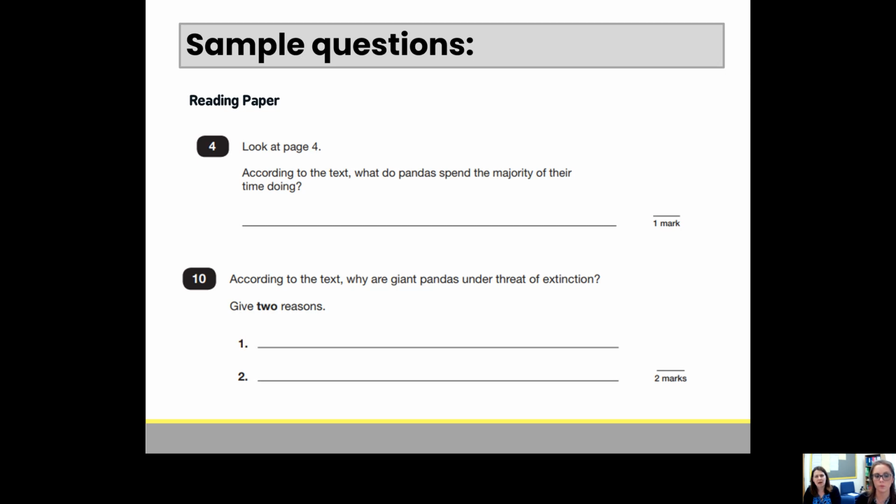So the first one would be trying to retrieve some information from the text. So it's just the children trying to search the text for some information. And again, the second one would be searching the text for that information.